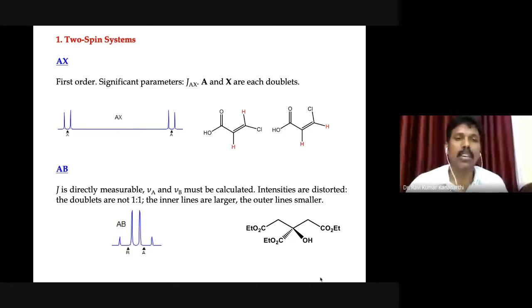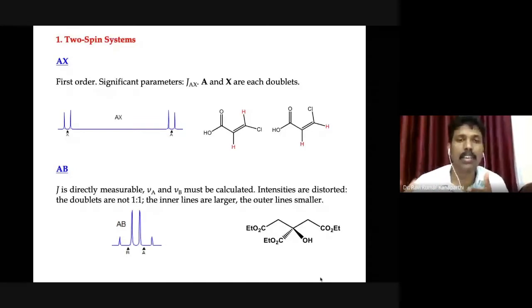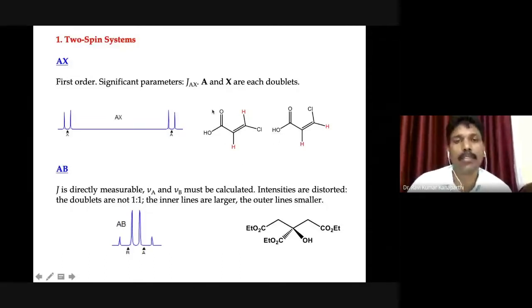Because A is basically feeling the vicinity of the X, and X is feeling the vicinity of the A. Therefore, both will split into two doublets. This doublet refers to the A, this doublet refers to the X. So these are the examples of AX system. The trans protons and cis protons can be classified as an AX system.